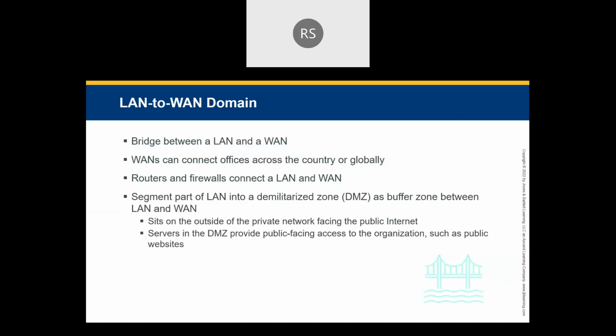The servers that are placed in the DMZ are specifically designed to provide public-facing access to the organization's services. These are things such as your public websites, email servers, maybe an FTP server. By placing these servers in the DMZ, you can ensure that the external requests are handled separately from internal network resources, so it reduces the risk of unauthorized access to sensitive data and systems.